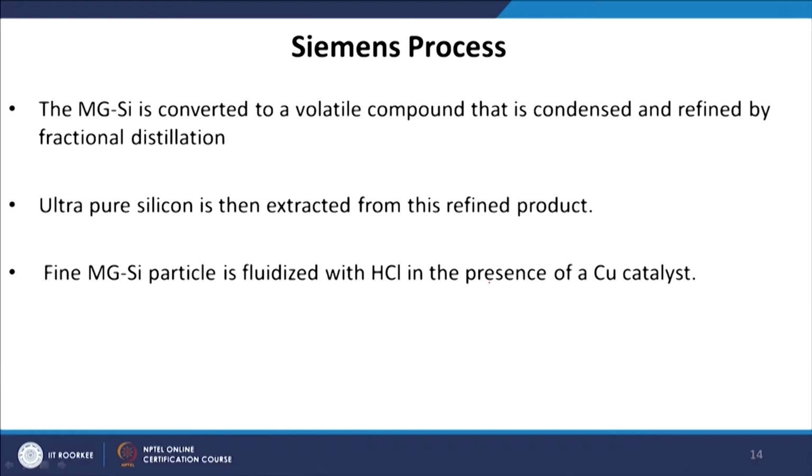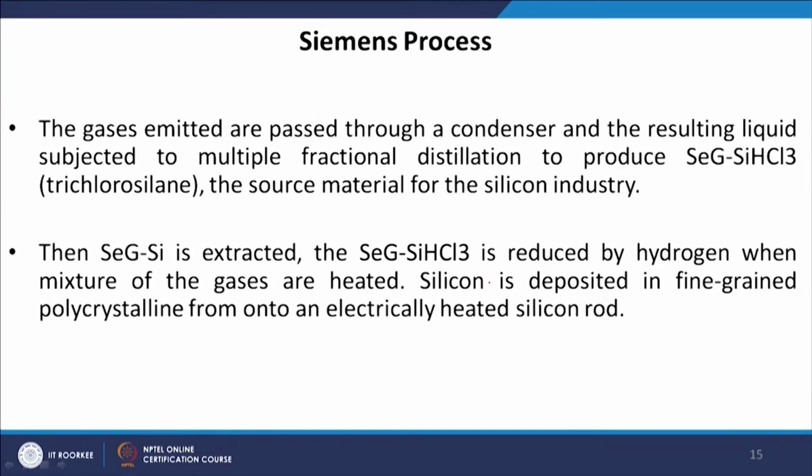What is a Siemens process? The metallurgical grade silicon is converted to a volatile compound that is condensed and refined by fractional distillations. What is fractional distillation, that we will learn. Ultra pure silicon is then extracted from this refined product, and fine metallurgical grade silicon particles are fluidized with HCl or hydrochloric acid in the presence of a copper catalyst. The gases emitted are passed through a condenser and the resulting liquid is subjected to multiple fractional distillations.